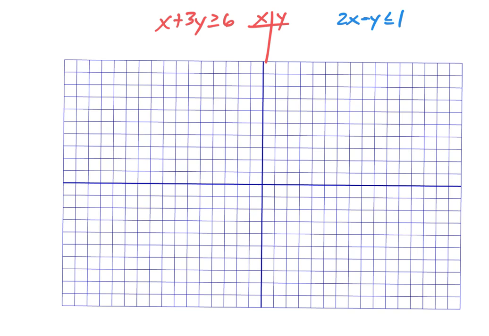So let's do the cover-up method again, just so you have some examples of doing a little bit of everything. If I put 0 in for x, I'm going to cover it up. I have 3y equals 6. 6 divided by 3 would give me 2. So my y-intercept would be 2. If I put 0 in for y, I'm going to cover it up. Just gives me x equals 6.